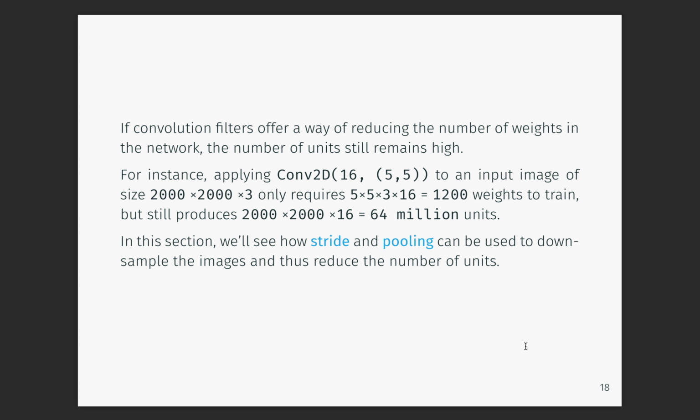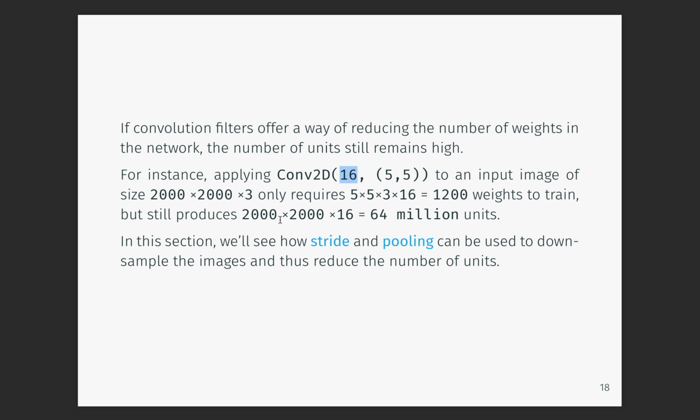The second aspect to keep in mind, so that's it for convolution filters, convolutional layers. We reduce a lot the number of parameters to train, but there's one thing we haven't reduced, which is the number of units in your network. And that is because when you do convolution, say you have a picture of size 2000 by 2000 by 3, that creates around 1000 weights if you have a 5 by 5 convolution filter and you create 16 filters.